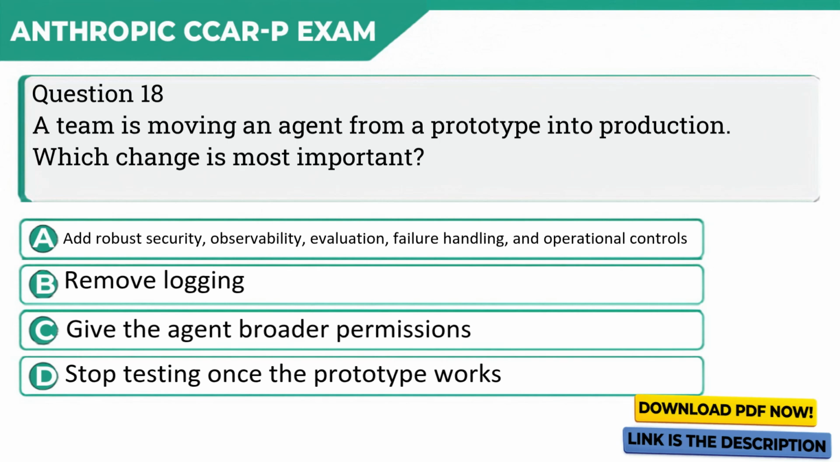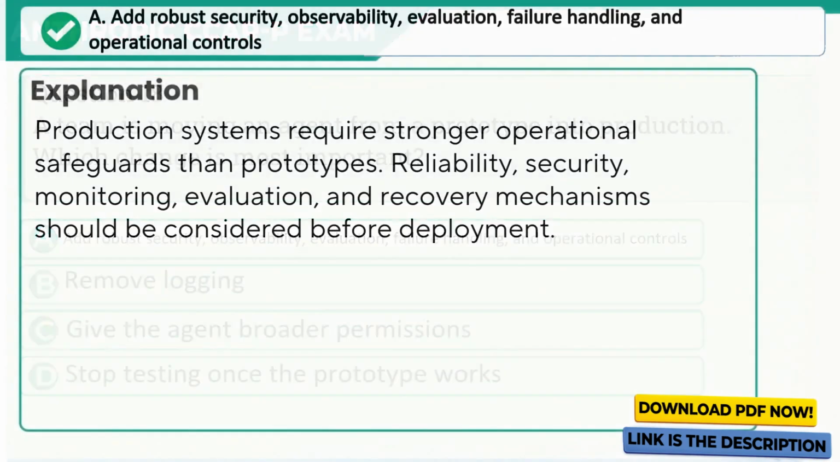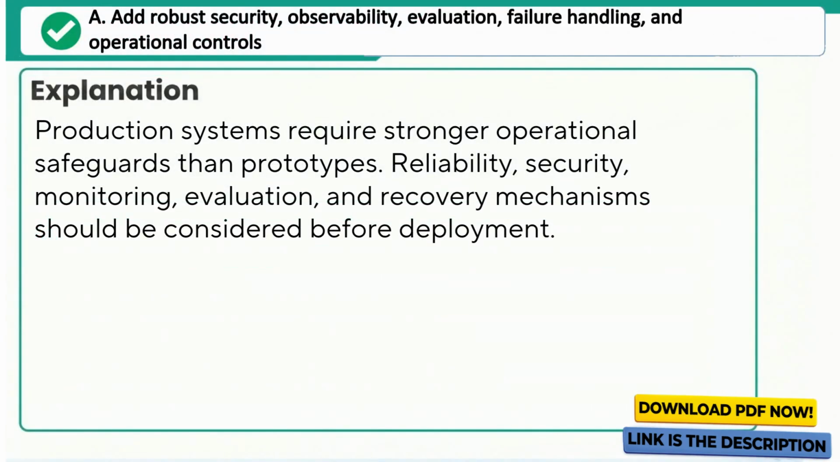Question 18. A team is moving an agent from a prototype into production. Which change is most important? A. Add robust security, observability, evaluation, failure handling, and operational controls. B. Remove logging. C. Give the agent broader permissions. D. Stop testing once the prototype works. Correct answer. A. Add robust security, observability, evaluation, failure handling, and operational controls.